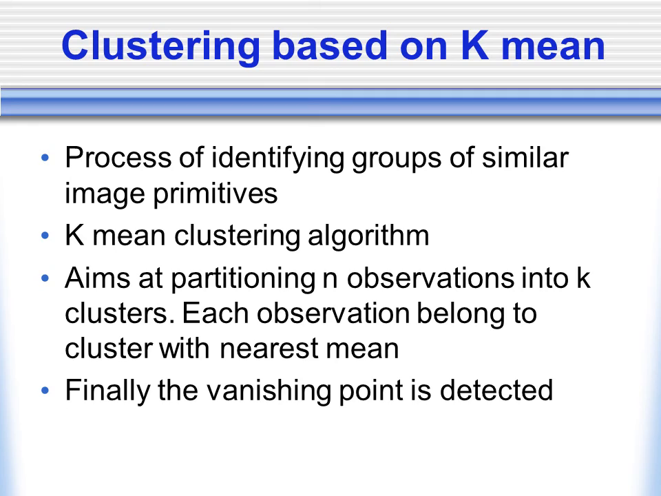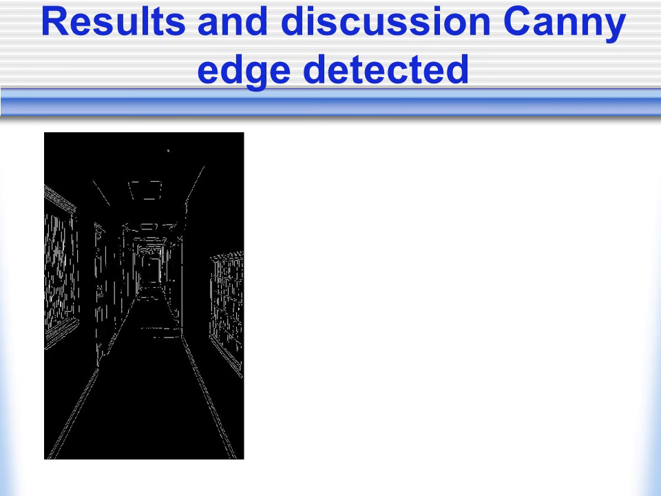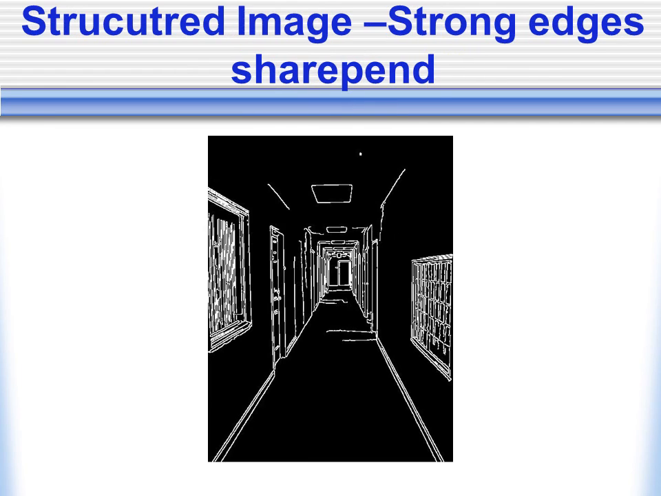This aims at partitioning n observations into k clusters so that each observation belongs to the cluster with the nearest mean. Let me show you some results obtained when I run my code. These are the edges detected using the Canny Edge Detector. You can see both the strong and the weak edges here in the picture, wherein after processing this image through the algorithm, the strong edges are made even stronger and weak edges are removed. You can see that the strong edges are made even stronger.